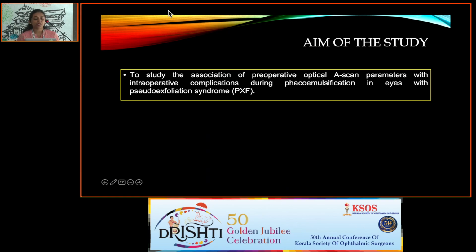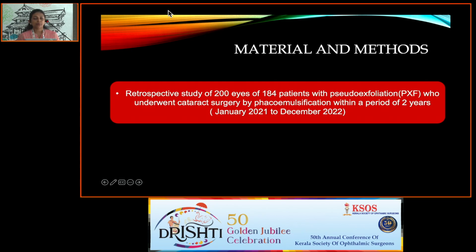So the aim of our study was to study the association of preoperative optical A-scan parameters with intraoperative complications during phacoemulsification in eyes with pseudoexfoliation syndrome. Ours was a retrospective study of 200 eyes of 184 patients with pseudoexfoliation who underwent cataract surgery by phacoemulsification within a period of 2 years.